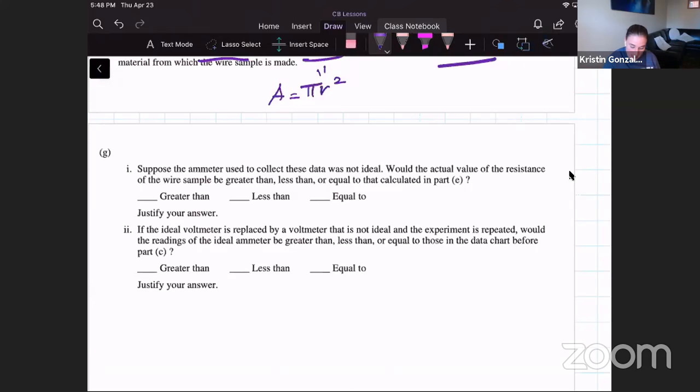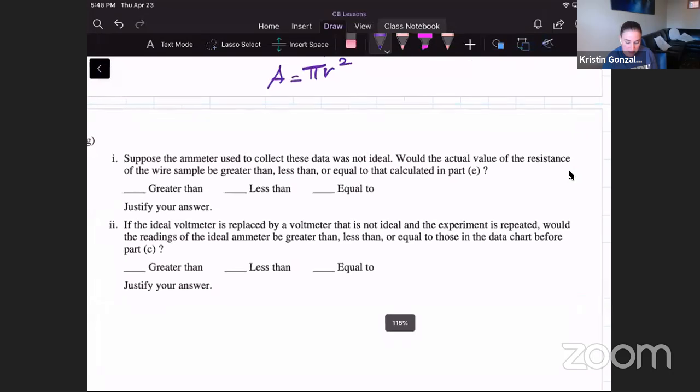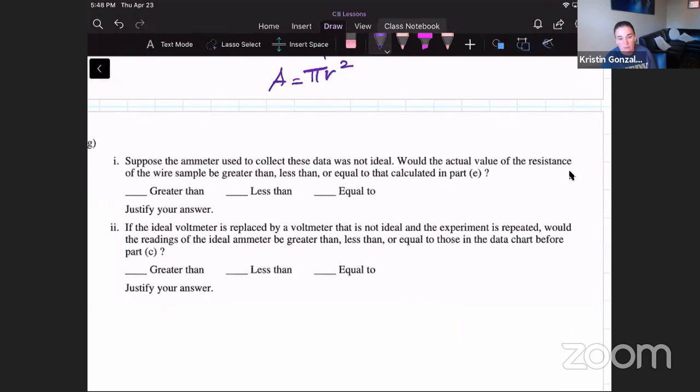Okay, so in part G I, suppose the ammeter used to collect the data was not ideal. Would the actual value of the resistance of the wire sample be greater than, less than, or equal to that calculated in part E? So I'm going to give you a minute. I want you to think about what that would change. Would our actual value of the resistance of the sample be greater than, less than, or equal to what we just calculated?